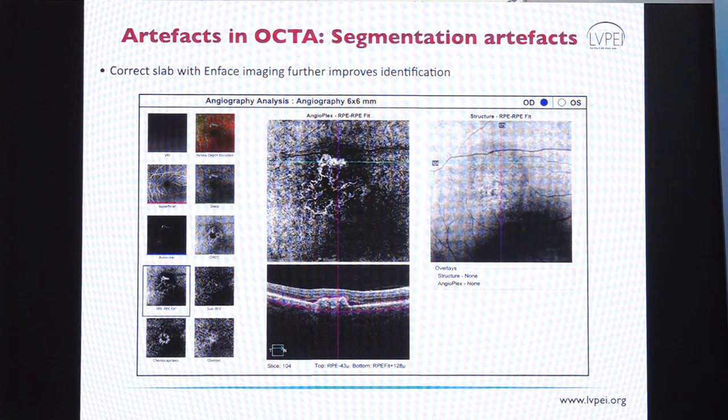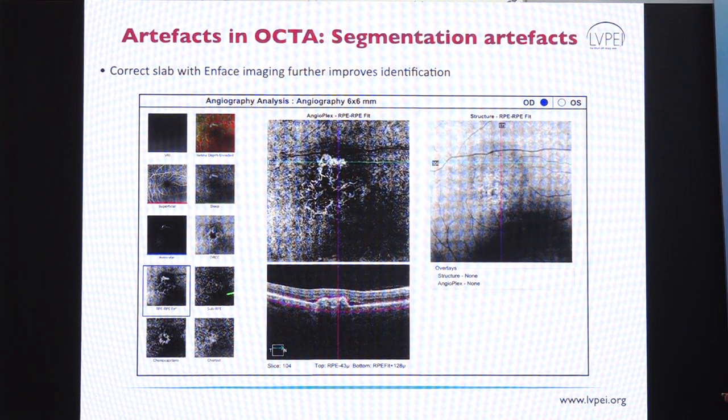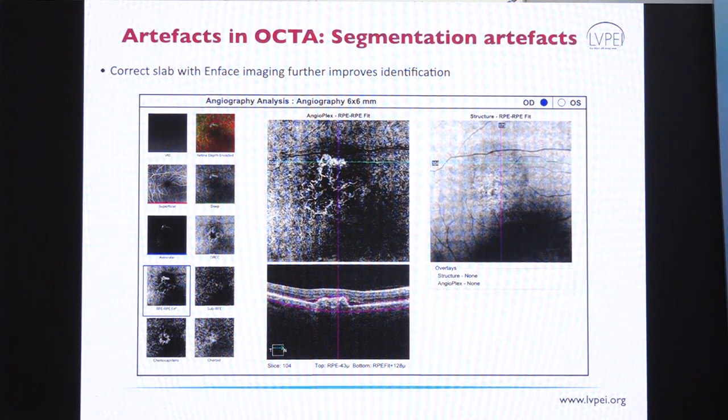I corrected my segmentation. I went to the RPE fit scan, took my scan cross here to that level, and that is exactly where I get a complete network. So the way you segment your disease will give you the correct interpretation of the disease. So you point your crosshair at the right place, you select the correct slab, and then you will be able to pick up the complete network.